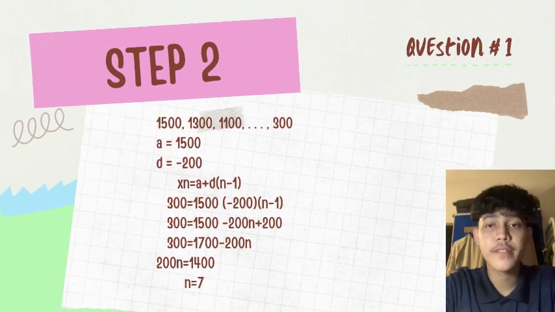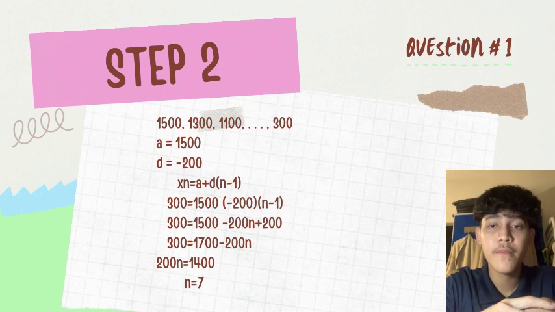Then we go to step 2. We get the values 1,500, 1,300, 1,100, until 300. And we get A is 1,500 and D is minus 200.